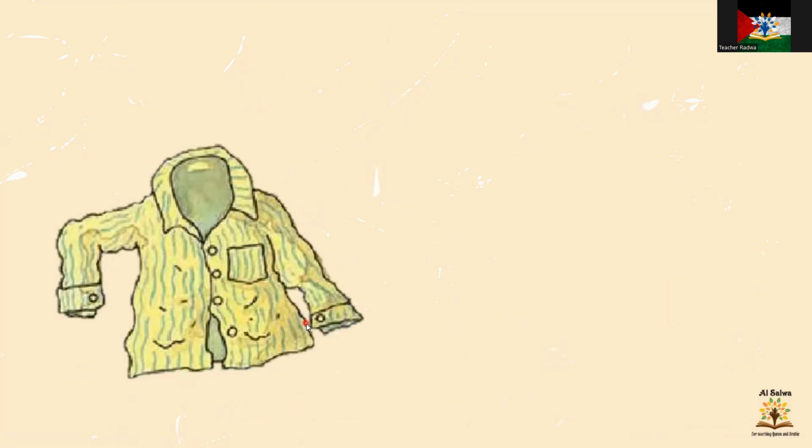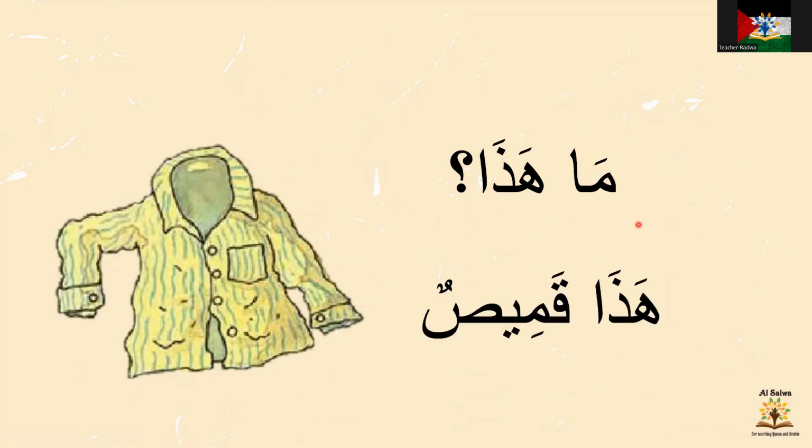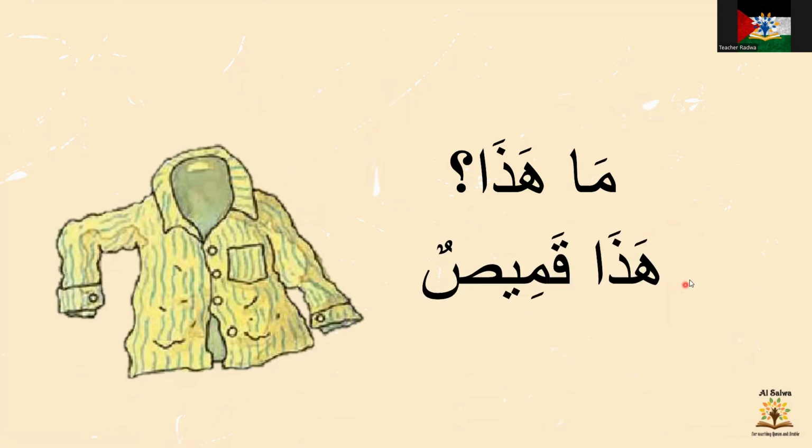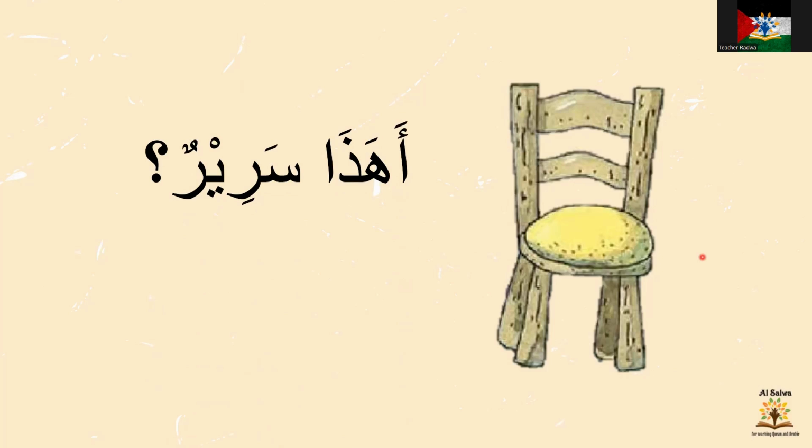This one here is a shirt. So we say قميص. Shirt. If I ask it, ما هذا? What is this? Your answer is هذا قميص. This is a shirt. Very well. Next one here. Do you still remember what that was? A chair? Time's out. It is كرسي. So we say كرسي.